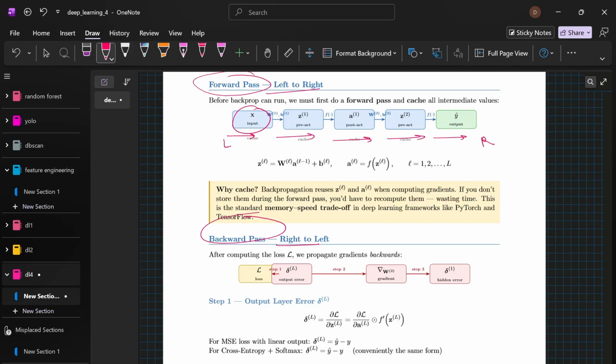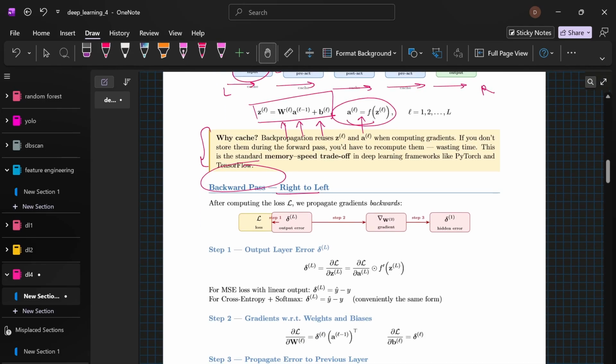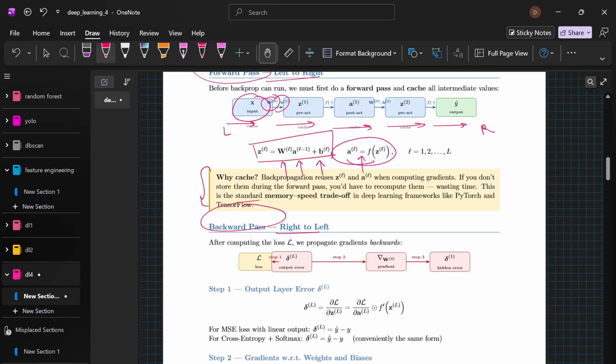At each layer two things happen. First we calculate something called Z, that is basically the weighted sum of the input plus a bias. So Z equals W times A plus B. Then we pass Z through an activation function like ReLU or Sigmoid, and we get A at the output. And the most important part is that we save these values. We cache them, we put them in memory because we are going to need them later in the backward propagation.